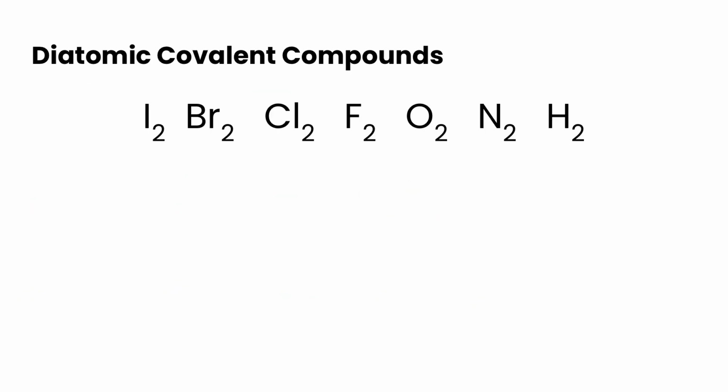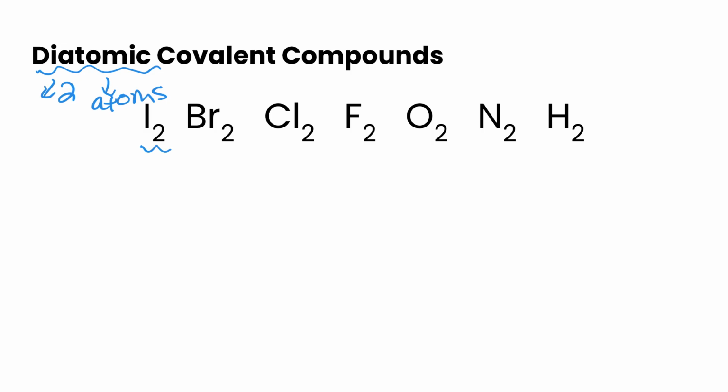Now, there's one more type of covalent compound that we do need to point out in terms of naming and coming up with chemical formulas, and those are our diatomics. Di means 2, and atomic means atoms. So diatomic means 2-atom covalent compounds. These are the elements on the periodic table that always exist as a diatomic compound.